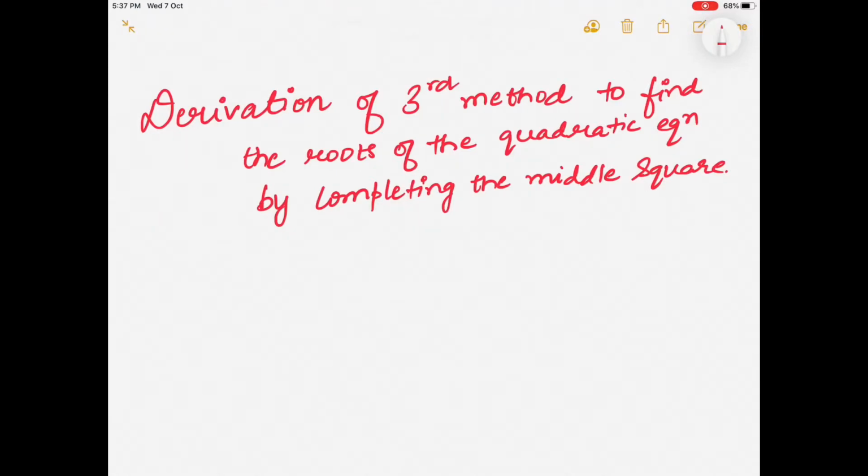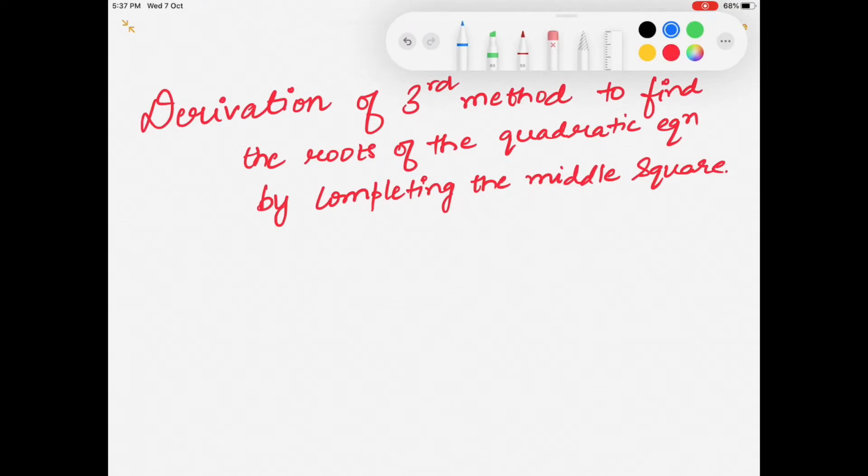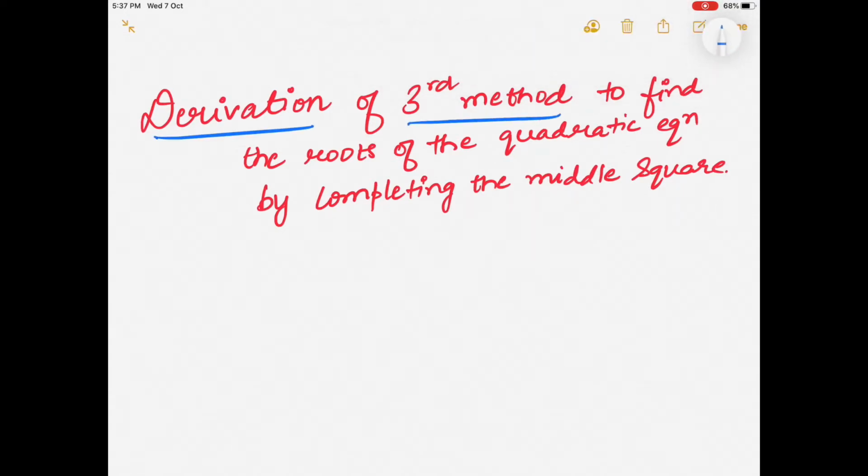Today in this video I am going to show you how to derive the formula, which is our third method to find the roots of the quadratic equation by the completing the square method. I taught you the completing the square method in my last video, so anyone who wants to know how to do that method can go and check out my last video. So let's start.